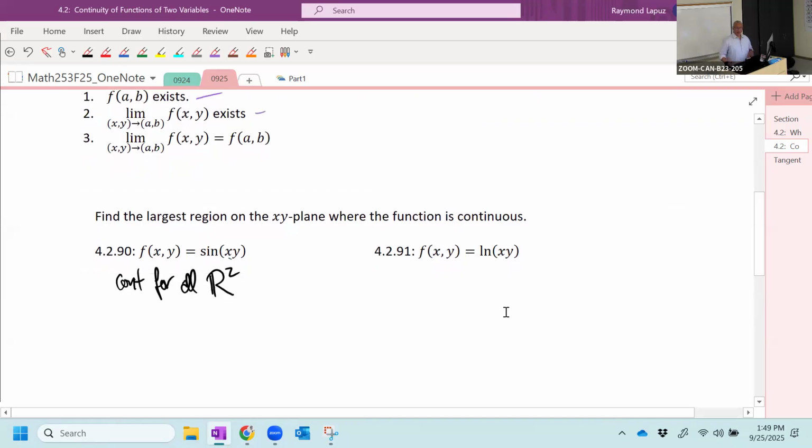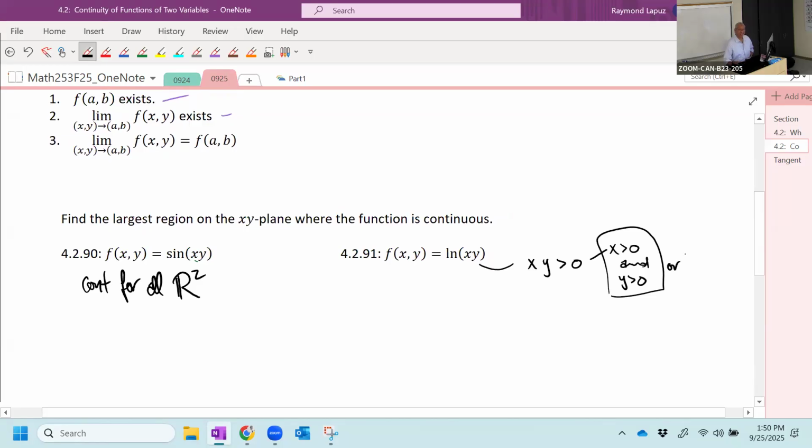This next one's a little tricky. You can't have negatives under ln. Actually, you can't have zeros either for the ln. So xy has to be strictly bigger than 0. That would mean that x is bigger than 0 and y is bigger than 0. Or x is less than 0 and y is less than 0. They're both negative. So they both have to have the same sign.